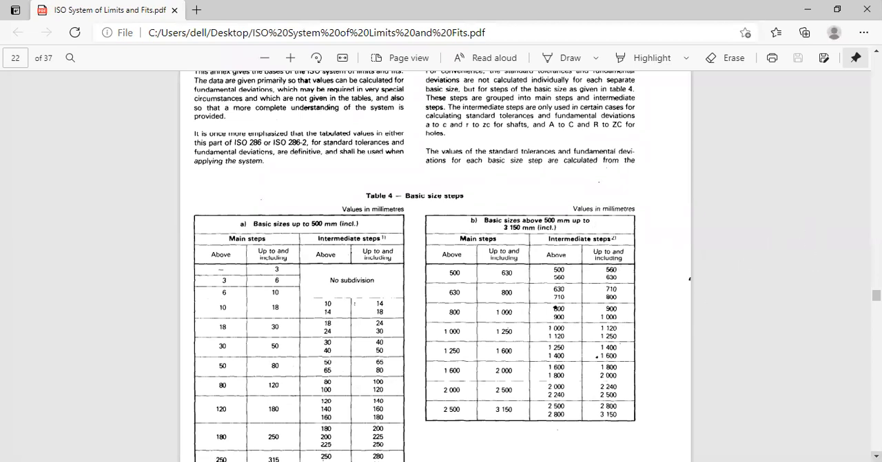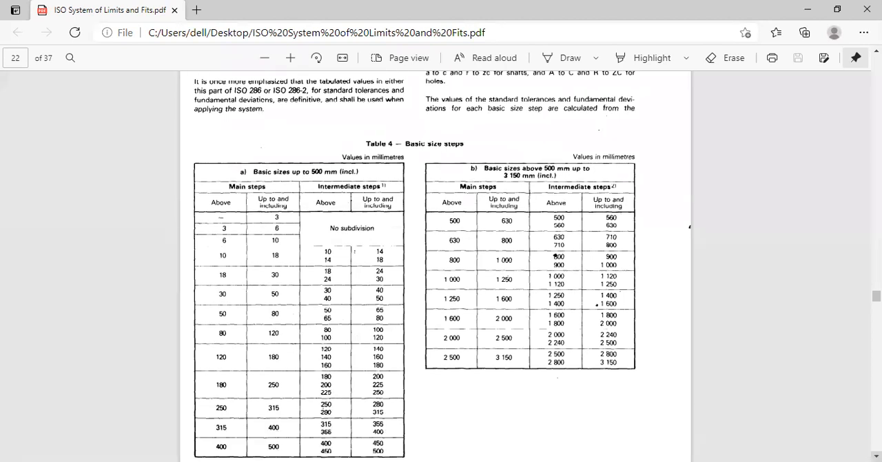It's not much to discuss, but only you see this left hand side table. It's very important for the theory here. So what diameter steps he has to take is clearly given. So suppose 25 mm is there, what diameter steps he has to take between 18 to 30.